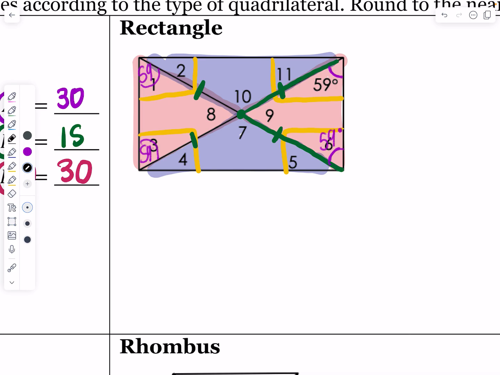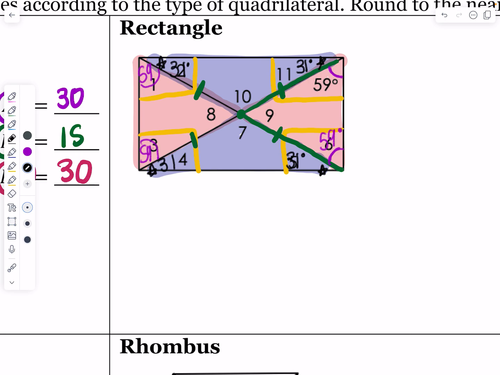If those are 59 degrees, how do I find what's left of the right angle for these star angles? You would do 90, which is the full amount in a rectangle. That full amount would be 90 minus 59. And when you do that, you're going to get 31 degrees. So this angle is 31. This star angle is 31. There's going to be 31 degrees left for each of these. This angle is 31, and then this angle is 31 degrees.